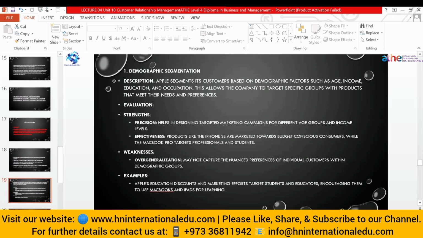The first one, demographic segmentation, the description of it. Apple segments its consumers based on demographic factors such as age, income, education, and occupation. That is what you do, what's your designation. This allows the company to target specific groups with products that meet their needs and preferences. Is the description clear? Yes, ma'am.